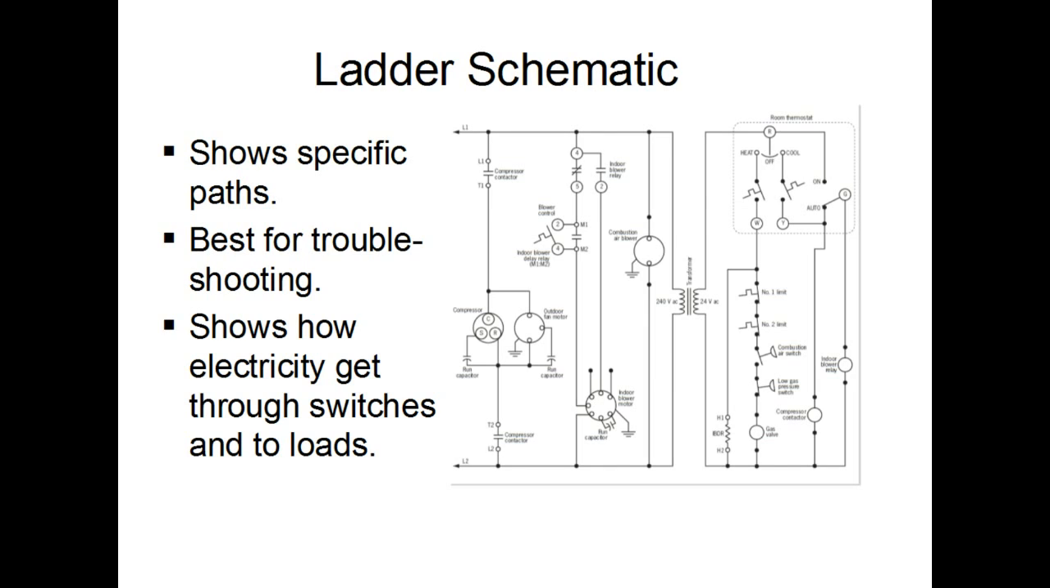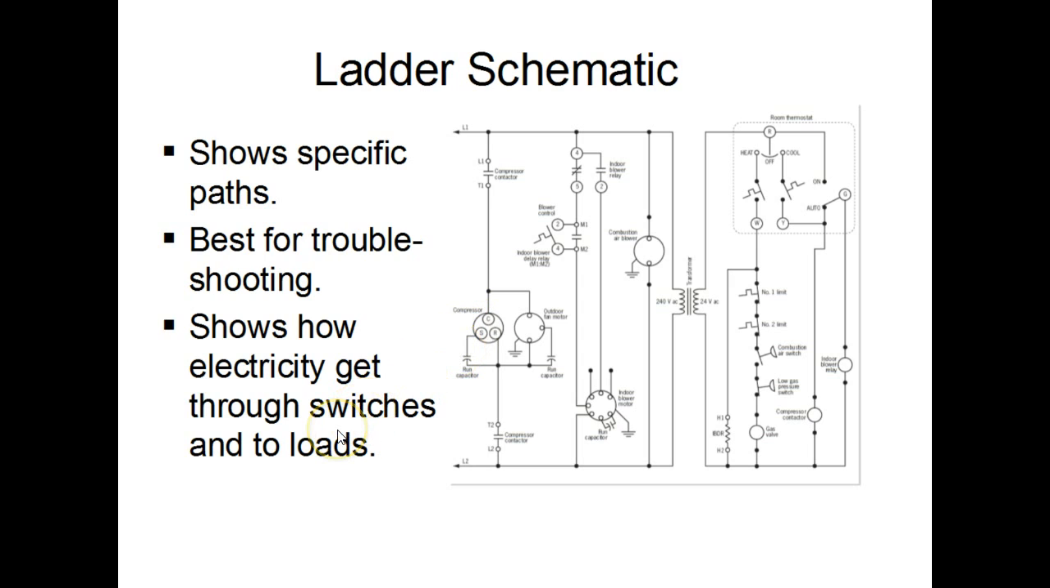Ladder schematics. This is the diagram you'll see in almost every piece of equipment that you're working on, both residentially and commercially, because it shows specific paths for the current to flow in electrical connections. It's very simplified so that you can identify each circuit piece by piece, part by part, and you use this as your roadmap to troubleshoot. And it is the best troubleshooting tool that you have. It shows the interconnection and how the current flows through the switches to each of the loads and so forth.